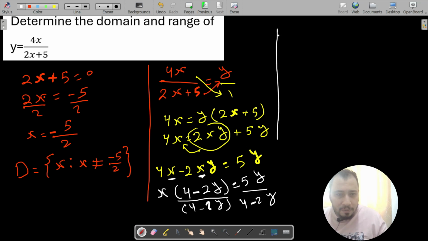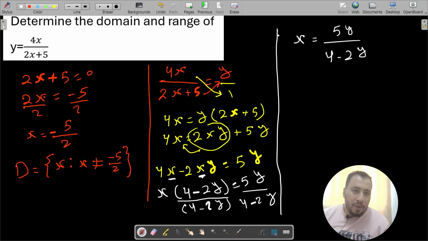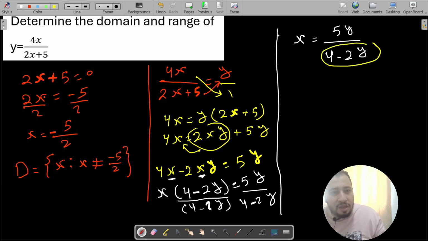And in this case, x equals 5y over 4 minus 2y. What is the point of making x the subject? The point is I need to know the possible values of y. As you can see in this final step, we have y in our denominator. And you know, we cannot divide by 0. So we have to get the value of y which will make this denominator 0.